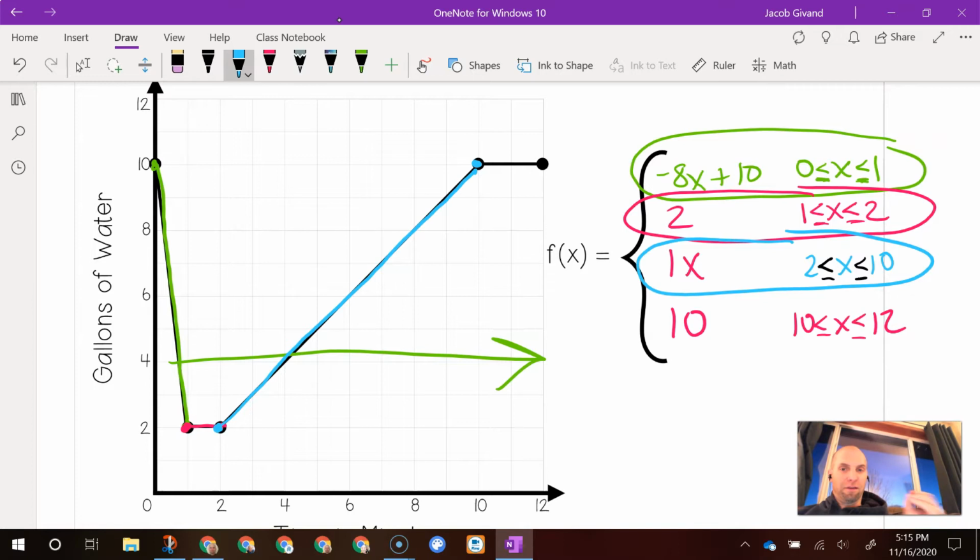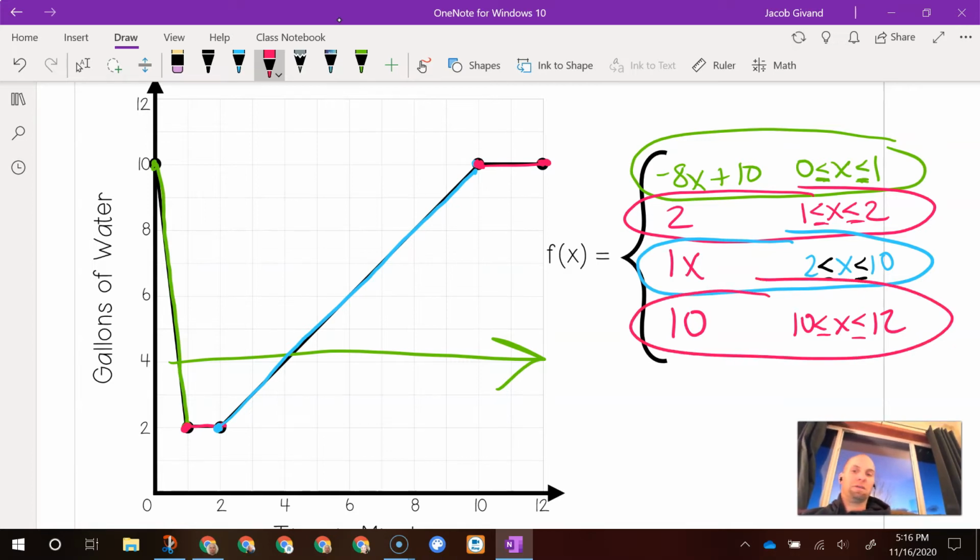And then we've got the very last little chunk. Let's go back to red here. That's from here to here, from 10 to 12. It's just flat, and that's right here. So this piecewise function is made up of 4 pieces, and it defines the whole domain from 0 to 12. And so that's why you see all these numbers in here. That's the domains of each little chunk.